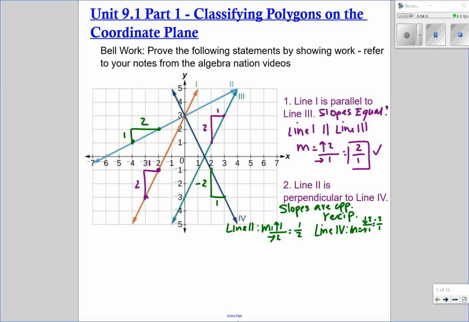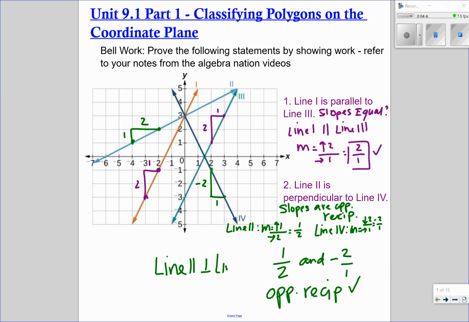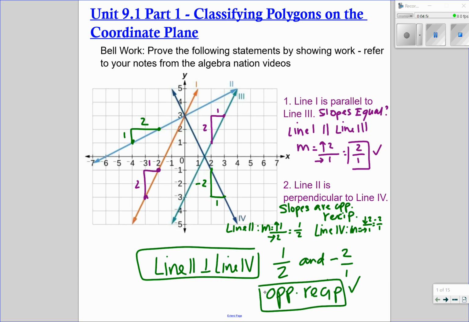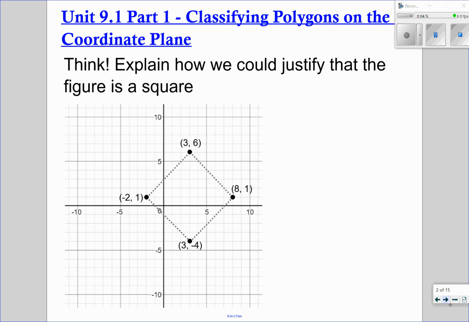And in fact, 1 over 2 and a -2 over 1, those are opposite reciprocals. So we would say that those lines are perpendicular. So we could say that line 2 is perpendicular to line 4. We can go ahead and say that that is true. So as we move forward today, let's go ahead and think.